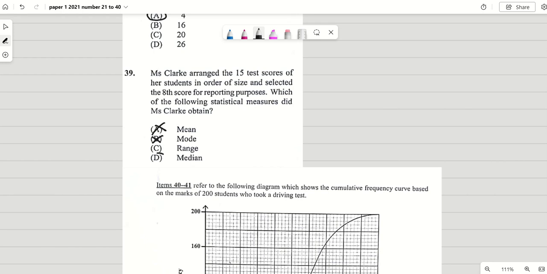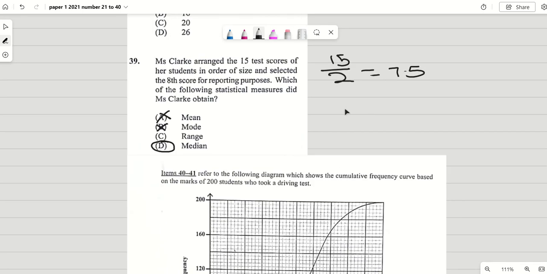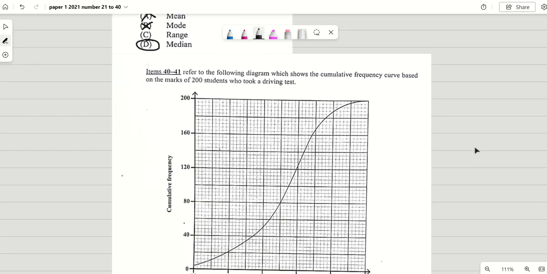I would say more of D because median is your middle, which is 15, the number divided by 2, which is 7.5, which is around 8. All right, so that's how I would have done this. Look at what they give you, and mean, you can't get mean from the information given there. You can't get mode. Mode is most popular. Range, that is not a range. So it's median. Then let's look at number 40.